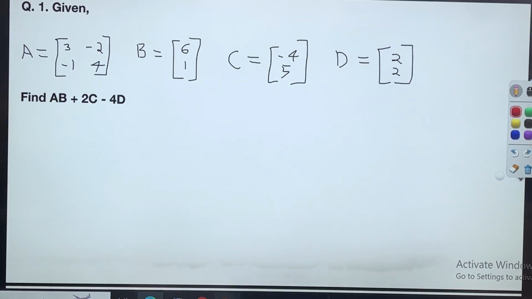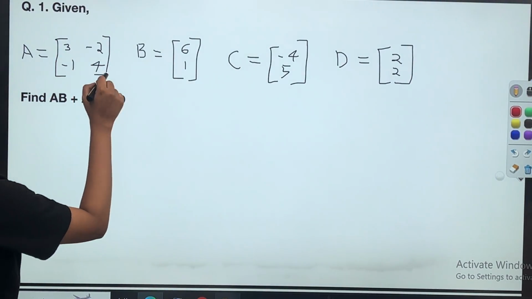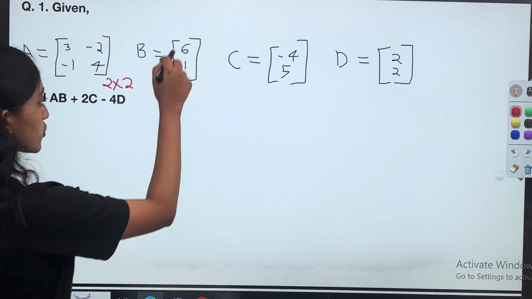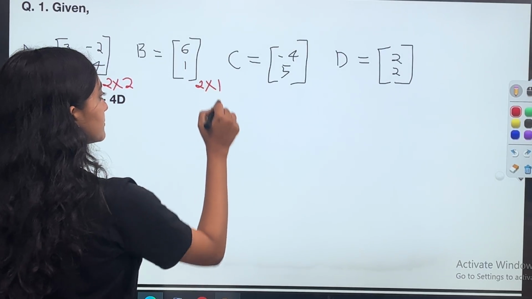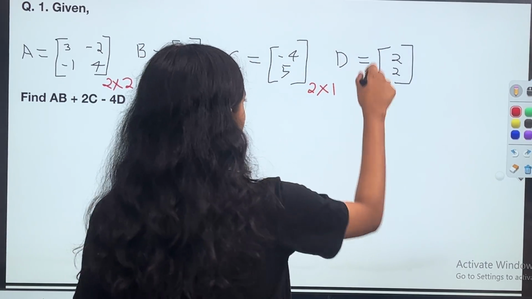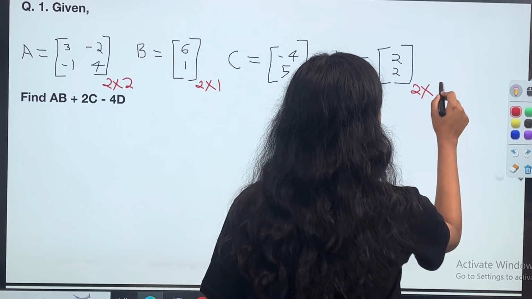What is the order of A? 2 rows, 2 columns, 2 into 2. What is the order of B? 2 rows, 1 column, 2 into 1. Order of C? Again 2 into 1. Order of D? Again 2 into 1.